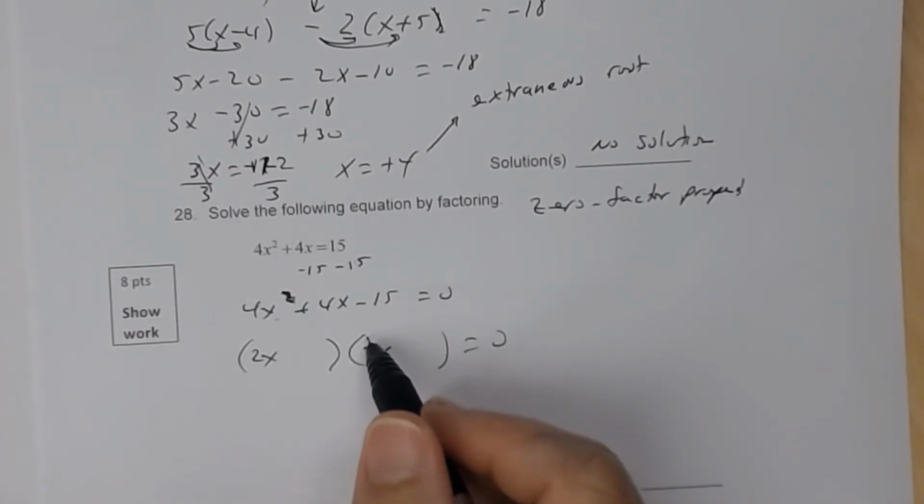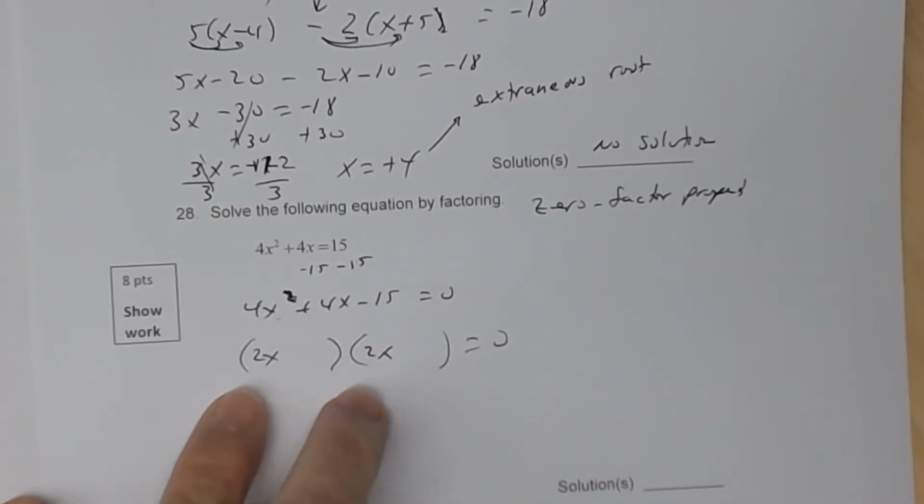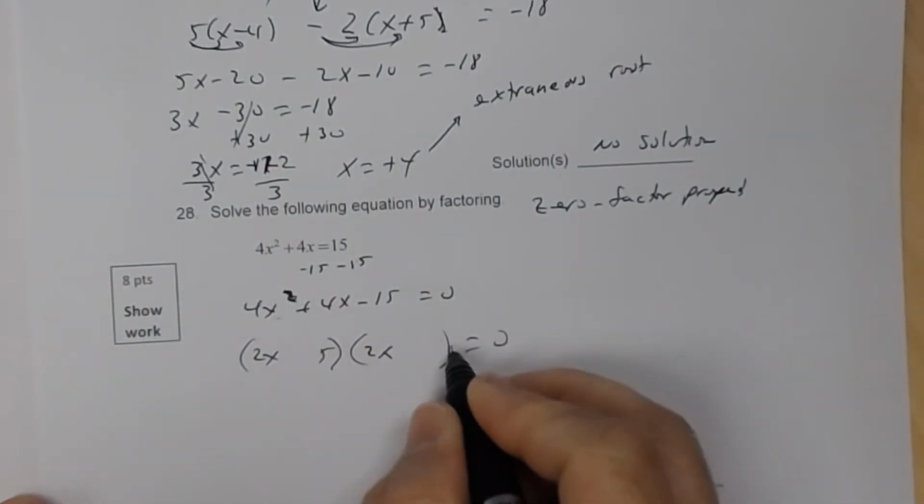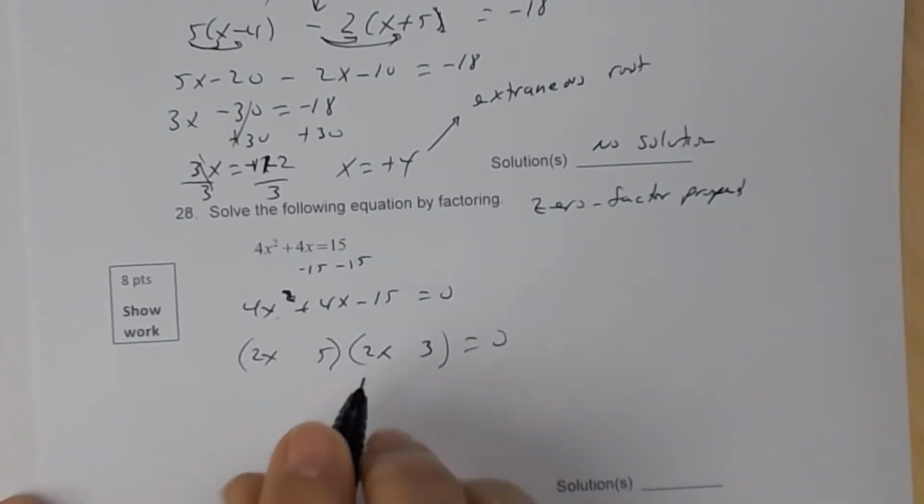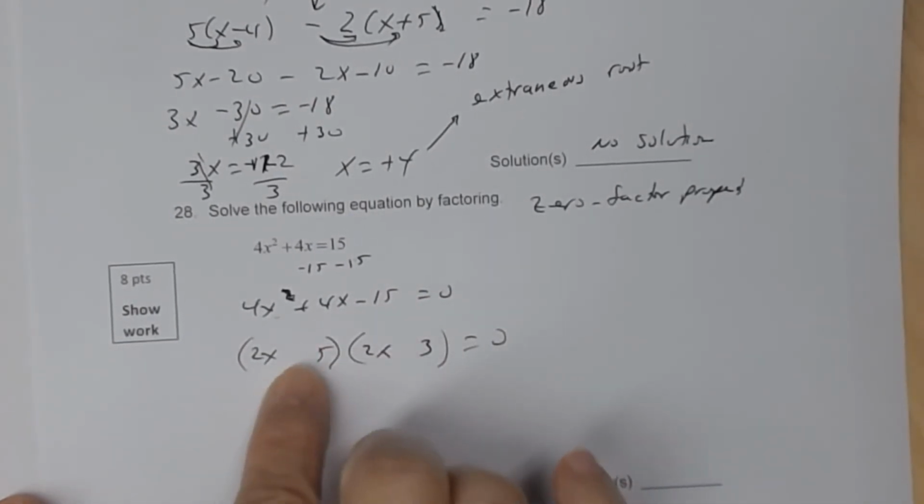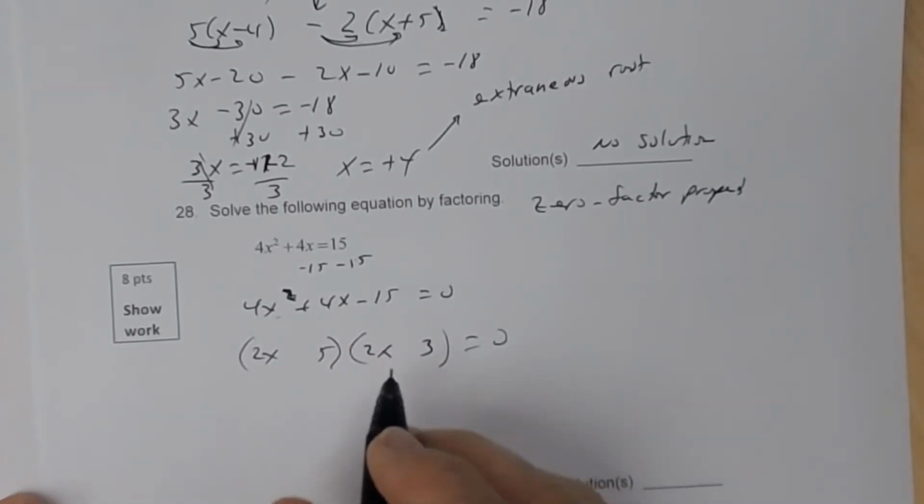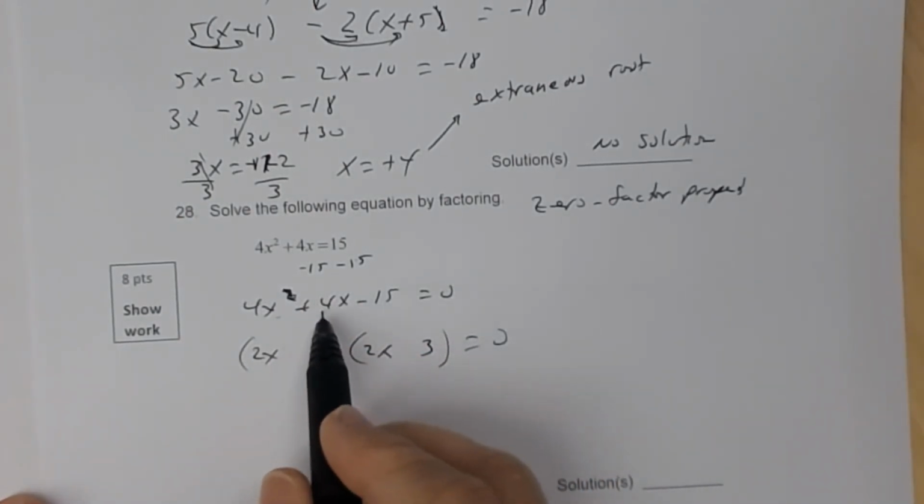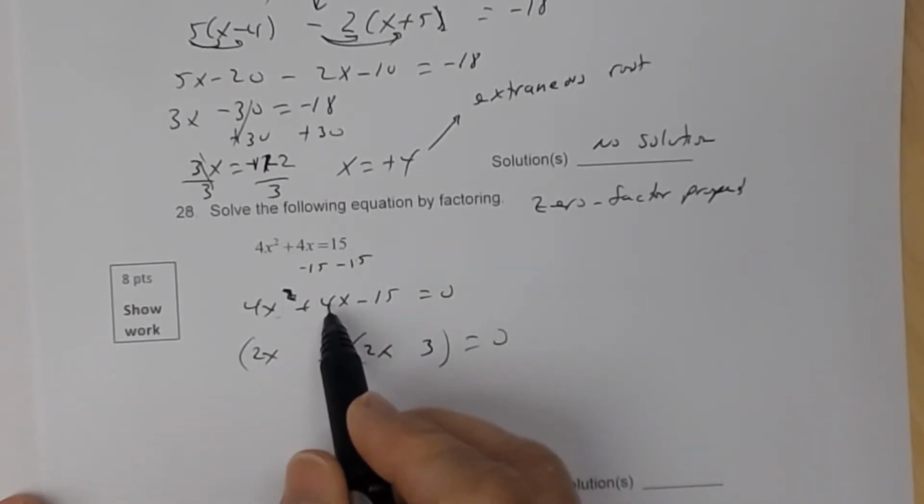So let's do 5 and 3. Now, see, so these first terms are the same. It doesn't matter where I put the 5 and where I put the 3. It does not matter. But I do have to remember that the last sign is negative, so that means that these signs are going to be different. So the one that's going to work, remember when I foil, I get the outer and the inner. So I want that middle term to be a positive 4x.